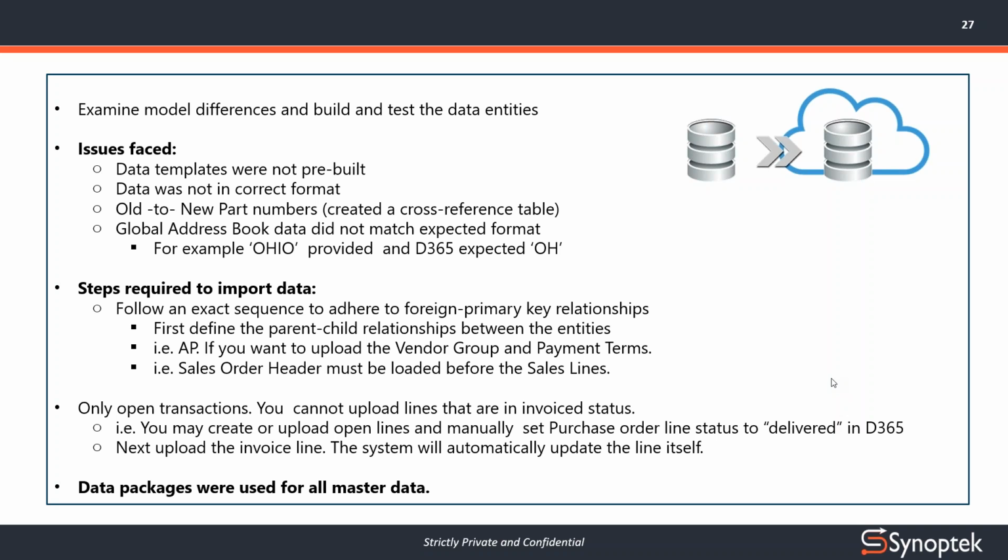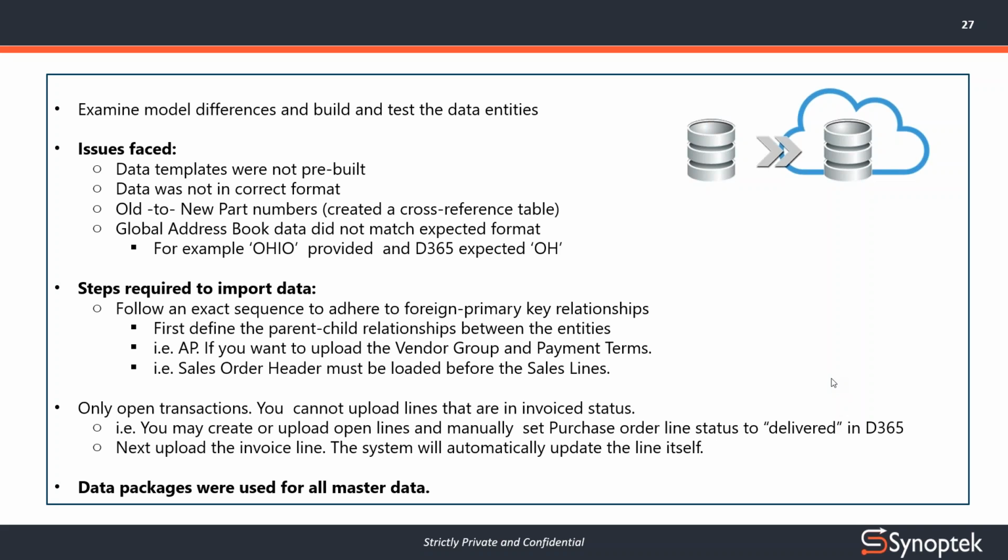Steps required to input data. Follow an exact sequence to adhere to foreign primary key relationships. First, define the parent-child relationship between the entities. For accounts payable, you would upload vendor group and payment terms first. For sales orders, the header must be loaded before the sales lines because of the dependent master record.